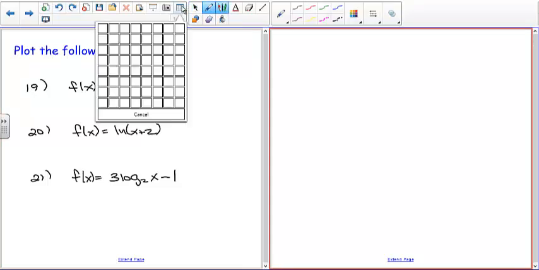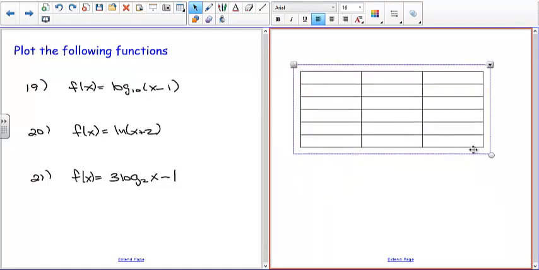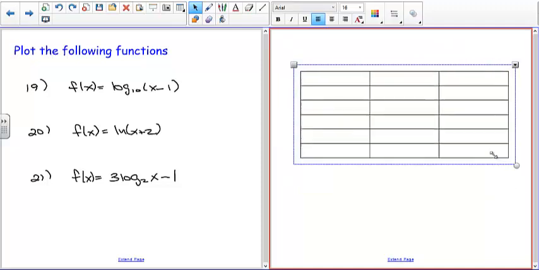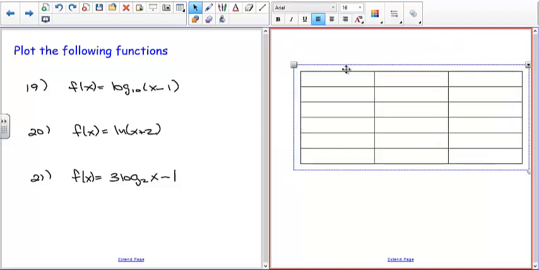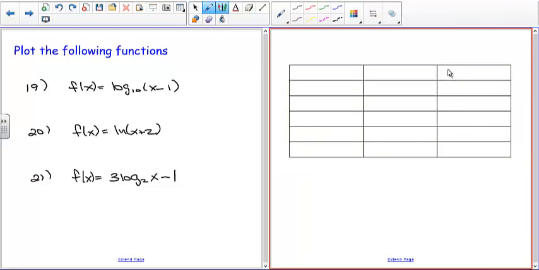So this one's going to be similar, except it's not going to be quite so stretched in the x direction. So we're going to have, again, the table, and we want the result here: the natural log of x plus 2, 0, -1, -2, 1, 0. So what we have is x plus 2 here.